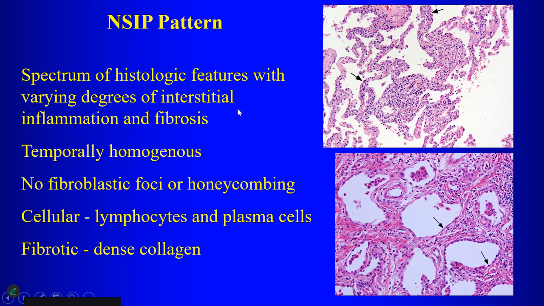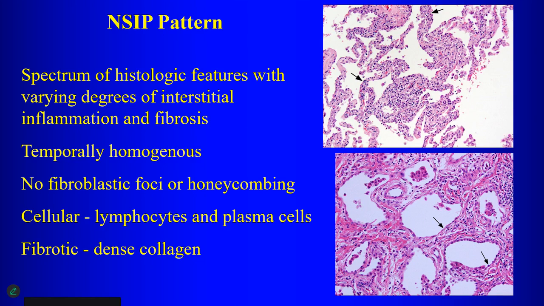So with the NSIP pattern, there's interstitial inflammation and fibrosis, but this is temporally homogeneous, meaning that as opposed to UIP, different areas of the lung are at the same stage of disease. So it's as if there was an episode of injury and the lung is reacting to that injury.